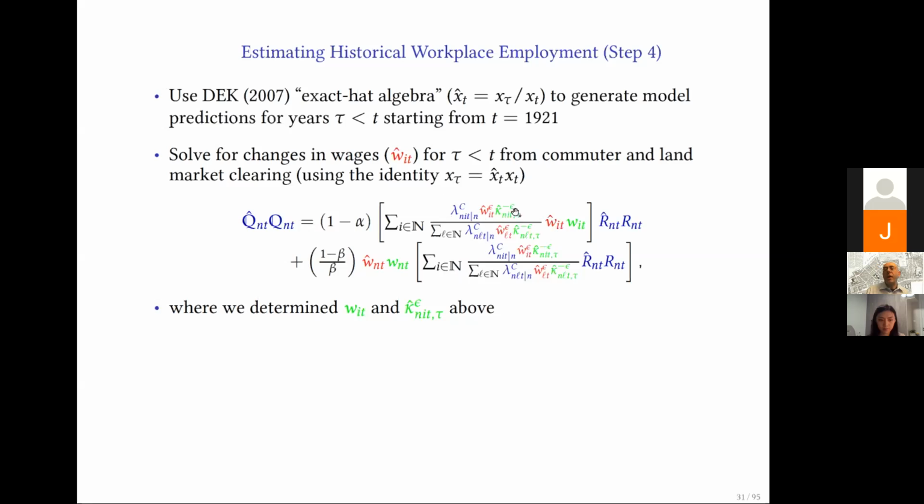And so I'm just going to start in, effectively, I'm starting in 1921. I'm feeding in the observed changes in the value of land and buildings and population. And I'm feeding in my estimated changes in commuting costs. And then the only thing I've got left, which I don't see, is the change in wages back to the 19th century. And so I'm just using this equation to solve for those changes in wages.